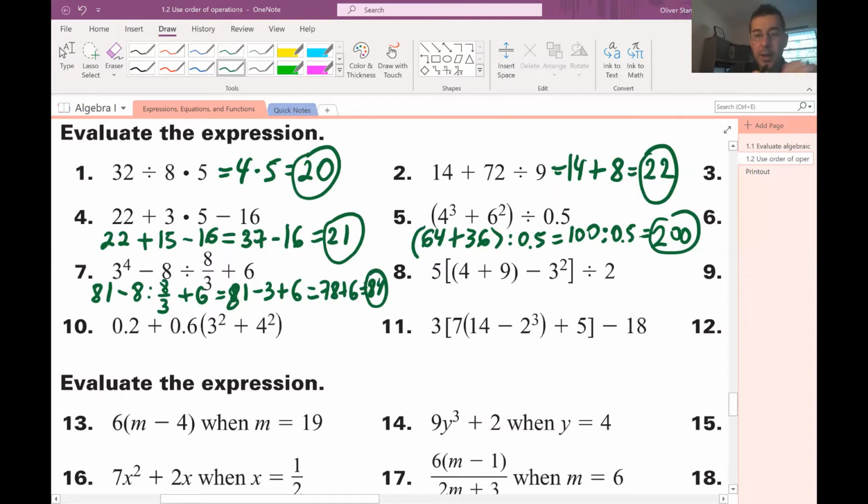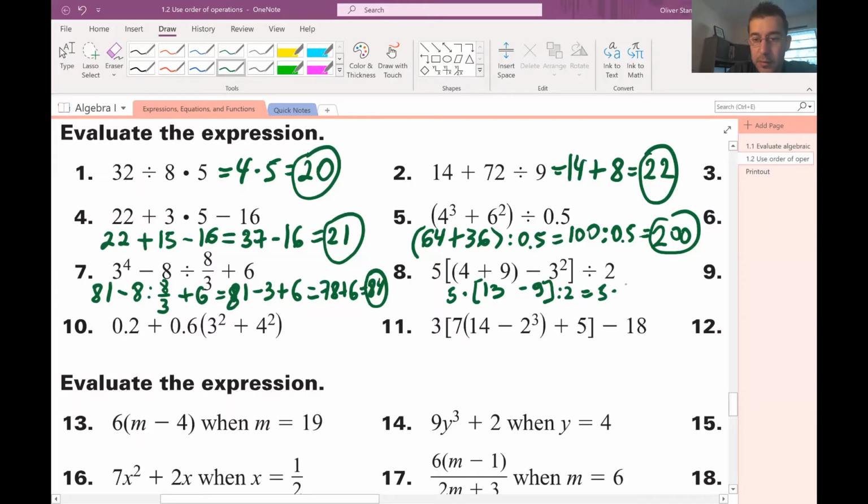Okay, number 8, we're going to do powers first. So 3 squared, that is 9. So this is 9, and then 4 plus 9 is next, and that is 13. And this is all in straight brackets. Then we have multiplication here, and then division by 2. So next is the grouping, 13 minus 9, which is 4.